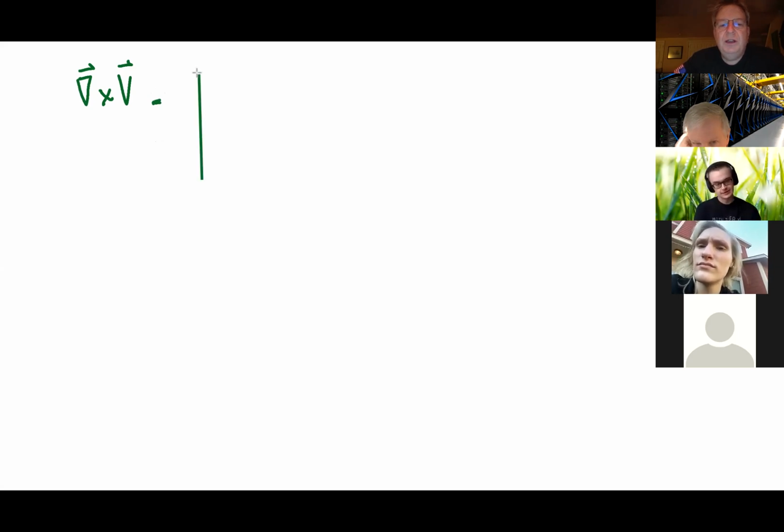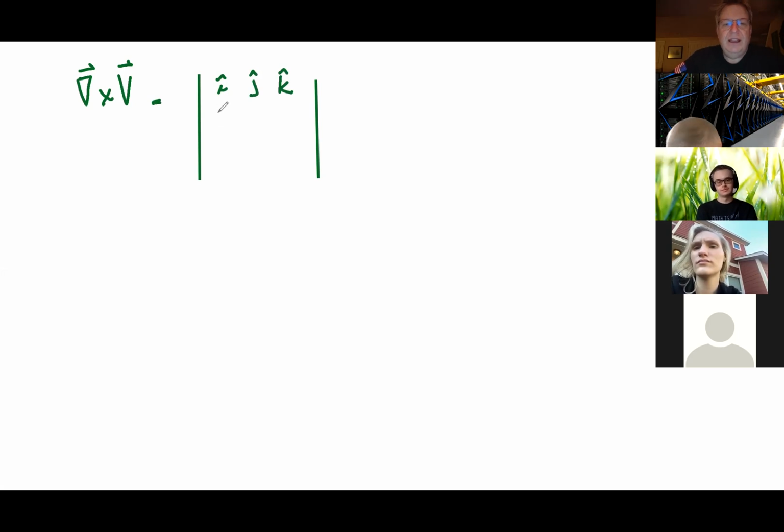We set up the determinant, right? We're going to go i hat, j hat, k hat. I'm just reviewing. The del operator is just an operator, so it's empty. So it's d/dx, d/dy, d/dz. And velocity is u, v, w.